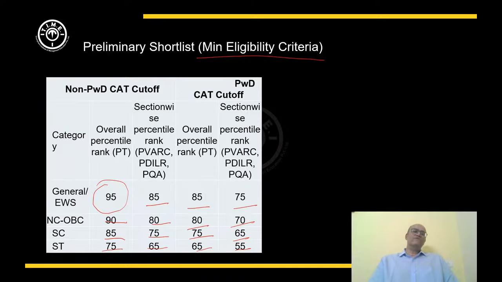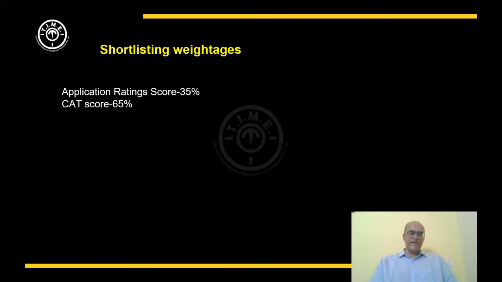Then for those people who clear these percentiles, the process of shortlisting will begin. Now, in the shortlisting phase, what IIM Ahmedabad has decided to do is they are going to give a weightage of 35% as far as application rating score is concerned, and 65% will be the weightage that they'll give for CAT performance. As you can observe on the screen, CAT performance is 65%.